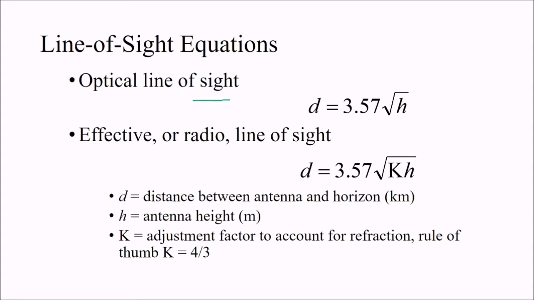Optical line of sight is d equal to 3.57 under root h, or effective radio line of sight is given by 3.57 under root kh. So d is the distance between the antenna and the horizon, which is the nearest hurdle that it is going to cross, or that will stop the communication. h is the antenna height, and k is the adjustment factor to account for refraction, and we take it as 4 by 3.